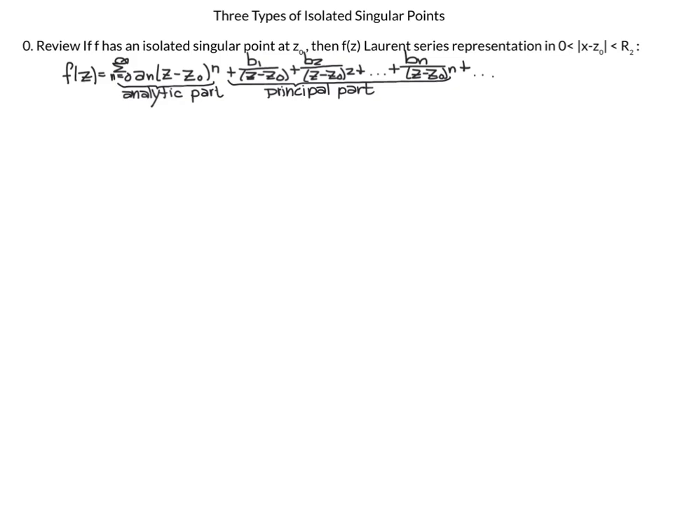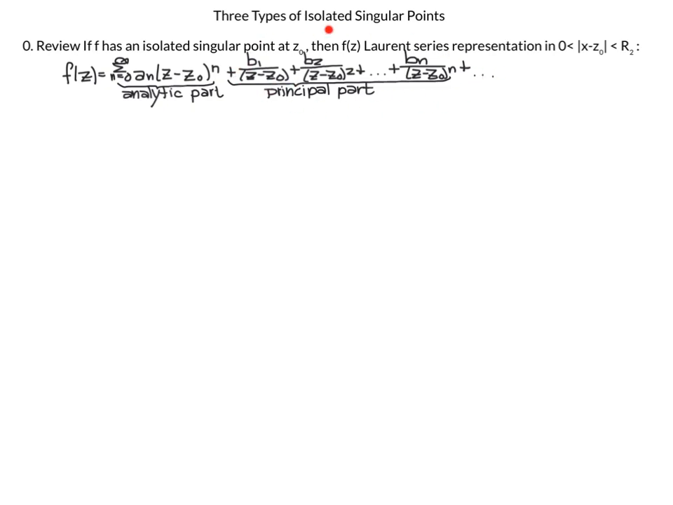First, we have our Laurent series. If we have a function f that has a singular point at z naught, in other words, a point where it's not defined, then f of z can have a Laurent series representation. The series has an analytic portion, which is the summation n equals 0 to infinity a sub n times z minus z naught, this z naught being the singular point, raised to the n, plus the principal part.